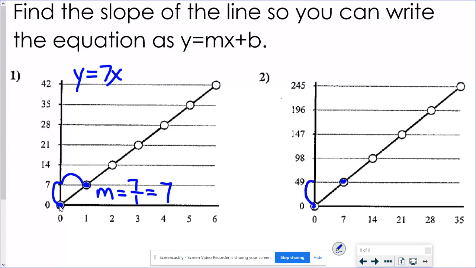I'm going to go up 49 because that's what it says right there. And then I'm going to go sideways 7. And when I simplify that, the slope is also 7, just like in the first graph. So y equals 7x. I liked having these two that gave the exact same answer on both of them. Please don't expect that that's going to happen every single time, but I wanted to make sure that we were looking at how the x-axis and how the y-axis were labeled.